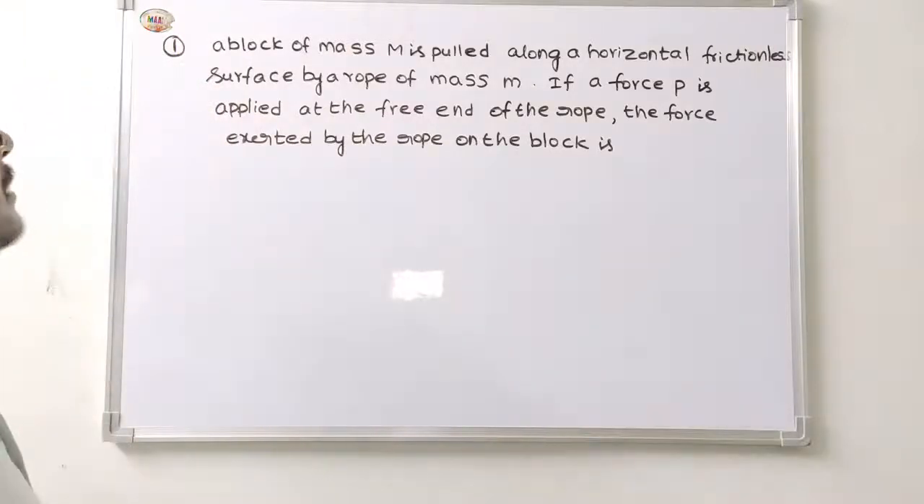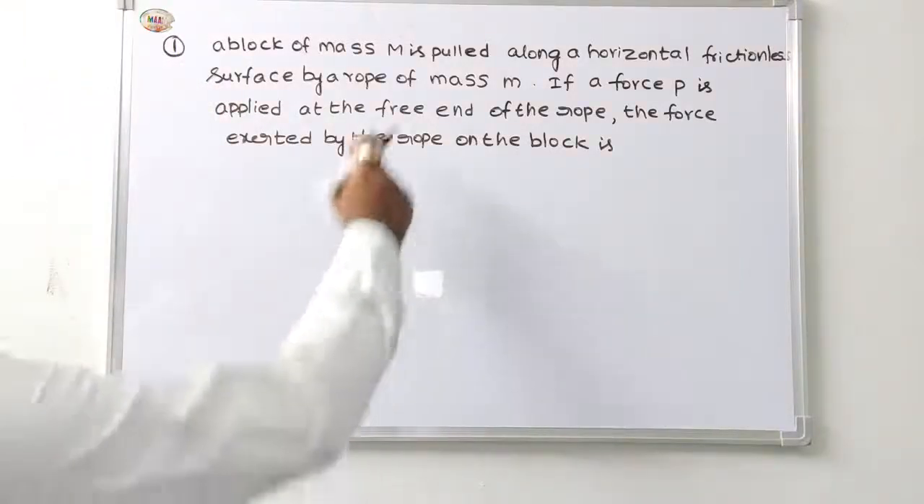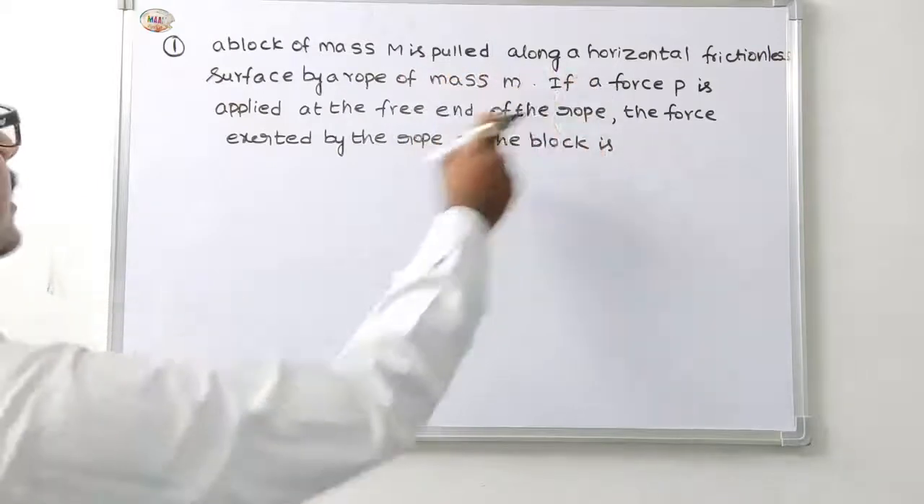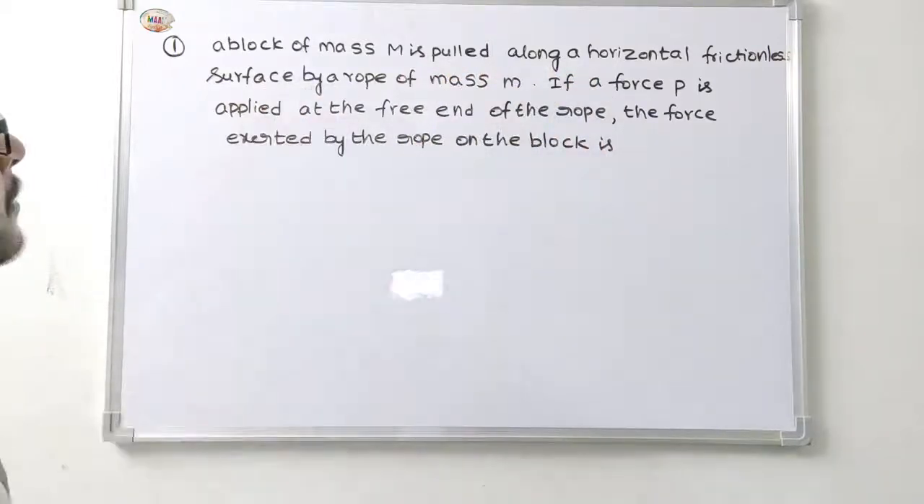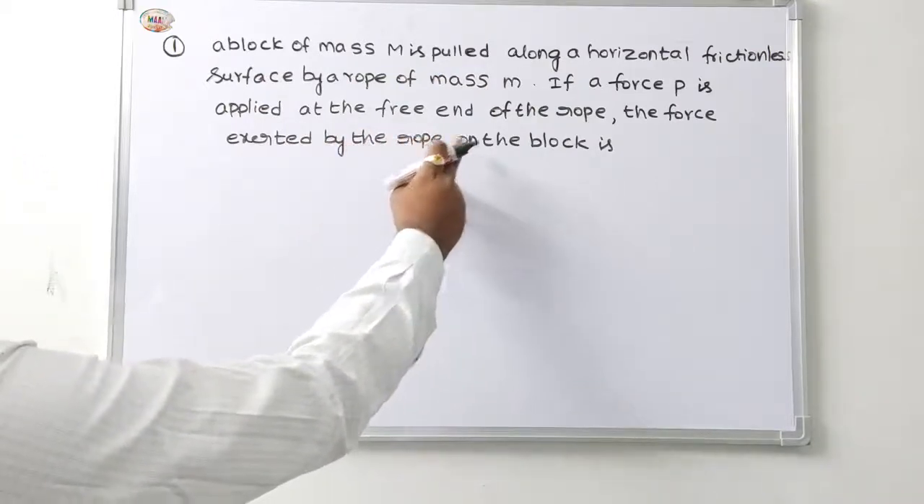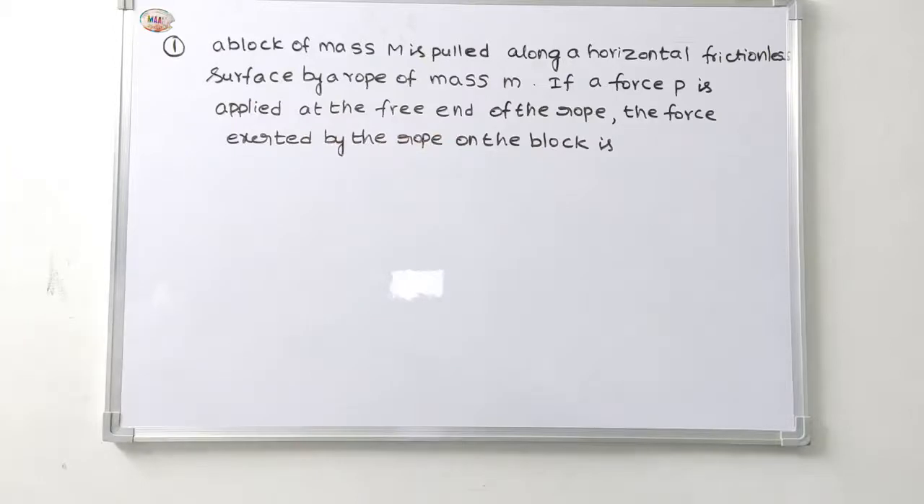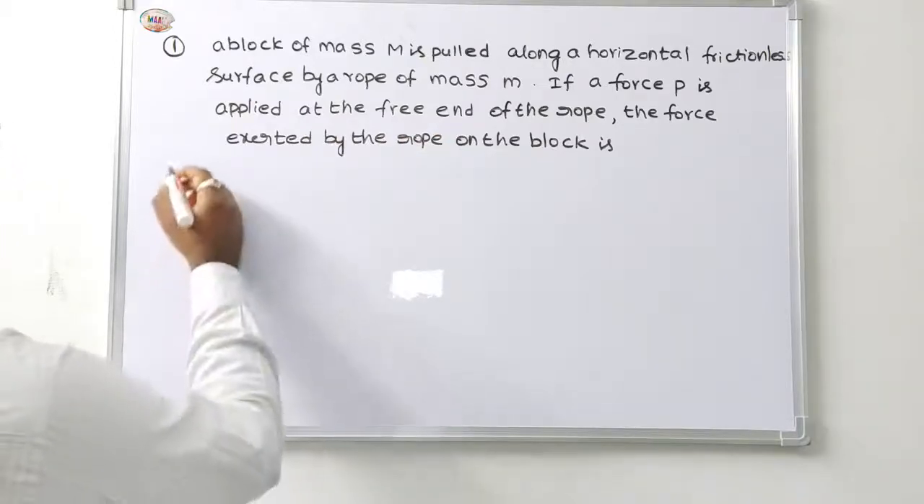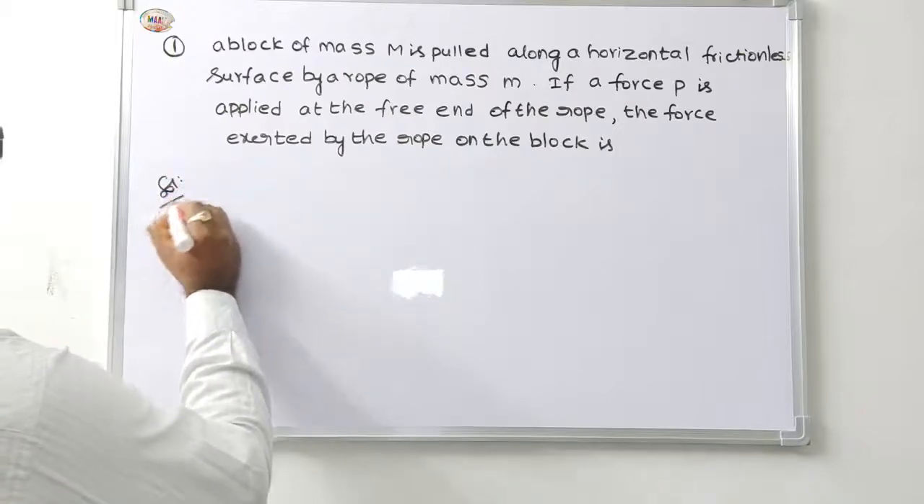Okay, first problem. A block of mass capital M is pulled along a horizontal frictional surface by a rope of mass small m. If a force P is applied at the free end of the rope, the force exerted by the rope on the block is. Okay, this is the problem. It's a very important problem.